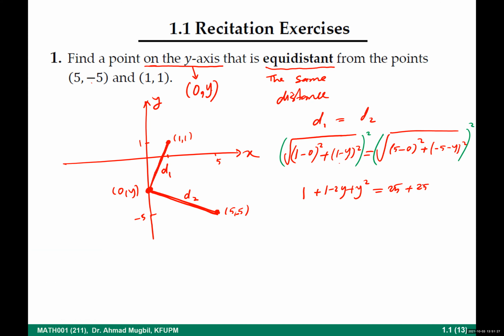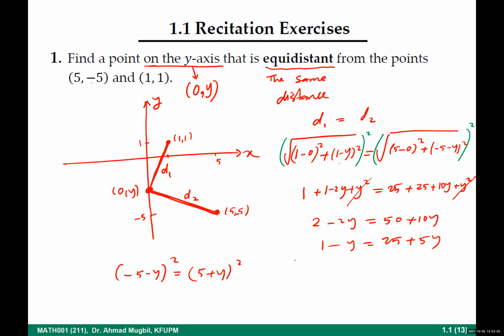What we will have here, 25 plus 10y plus y squared. You can do that in several ways, ya shabab. In fact, negative 5 all squared is the same as 5 plus y all squared. Do you know that? Yes. You take a negative as a common factor, negative 1 squared. Now y squared with y squared will cancel. Now you have 2 minus 2y equals 50 plus 10y. Do you notice that 2 is a common factor? Divide both sides by 2. This will make it easier.